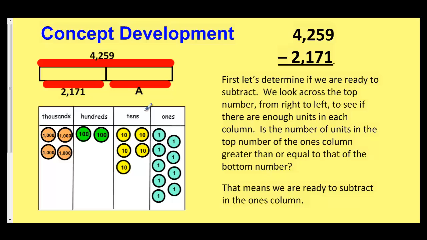Now that we have that model, 4,259, now we're going to determine if we're ready to subtract. So when I go back up here and I look in the ones place, as always, I'm trying to take away 2,171, so I'm going to start with the ones. So I'm saying, okay, can I take away 1?